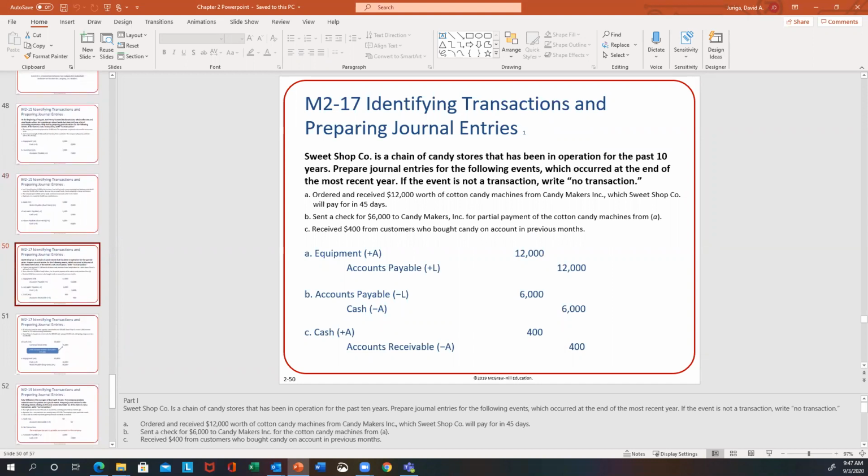And again, note some more illustrations. Again, equipment, accounts payable, buying equipment on account. Notice there's your asset and liability. Notice how you're paying on account on part B, debit AP, credit cash. And then on C, you're collecting from your accounts receivable. So debit cash, credit accounts receivable. And then keep in mind, they're also illustrating what item would be affected again on your balance sheet.